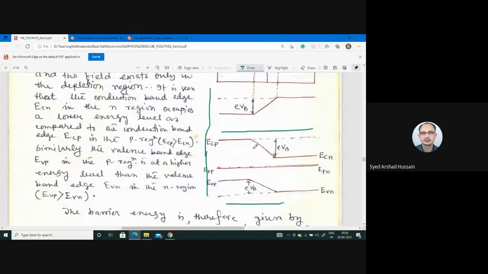This is the energy level diagram. Normally, in the unbiased condition, say this is the plane of separation. This is the Fermi level, EFN. In this case, it remains a little bit upward.